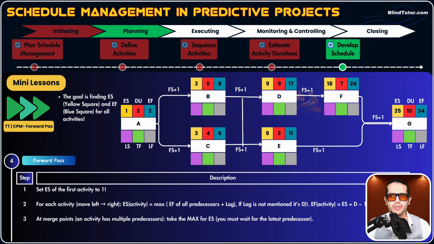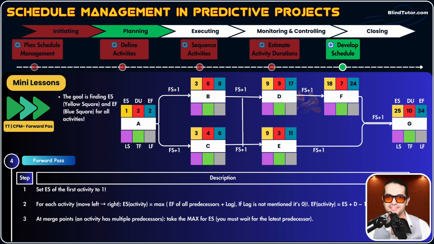24 plus 1, 25 is the ES of activity G. What's the duration? 10 days. 25 plus 10 minus 1 will be EF of activity G, which is 34.